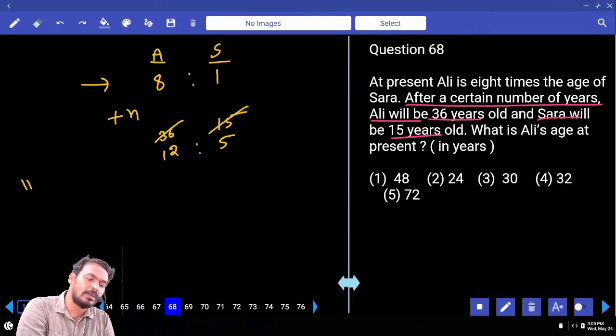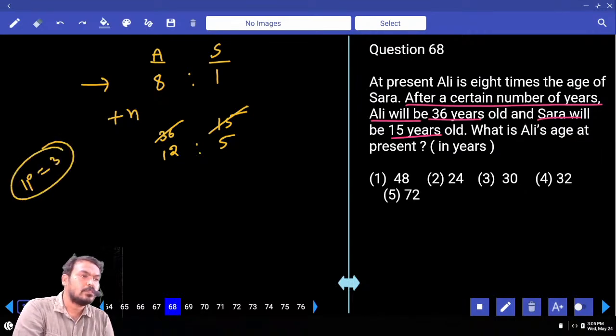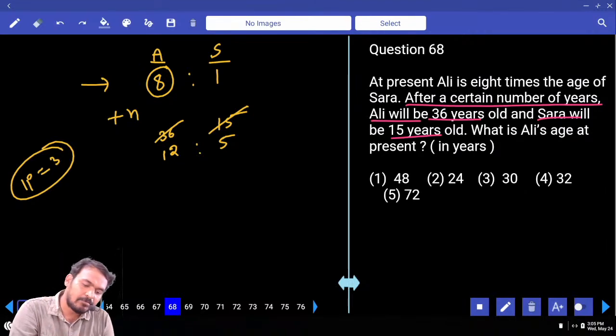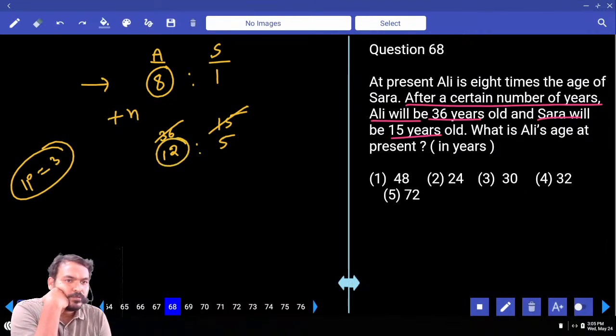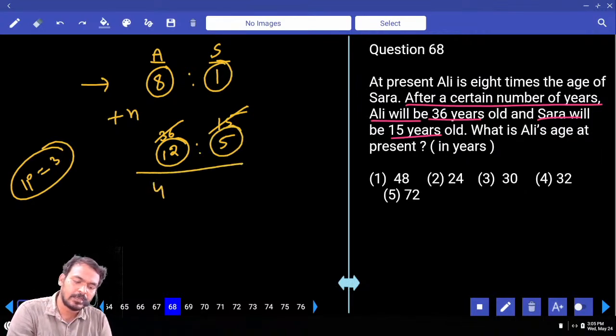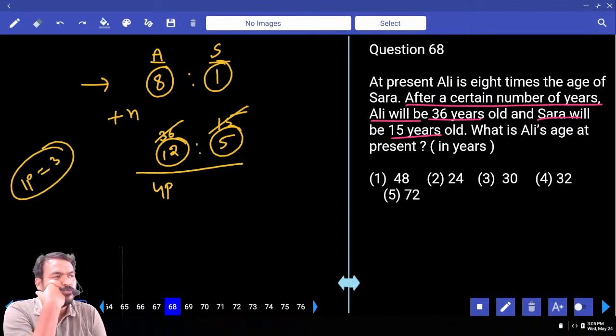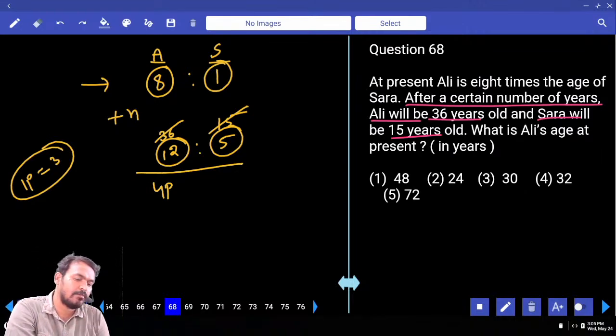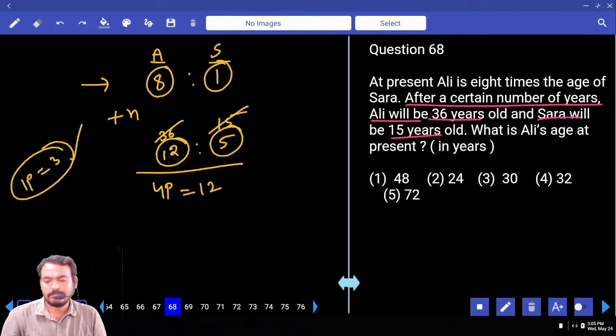Means every one part equals how many years? 3 years. Every one part equals 3. At present Ali is how many parts? 8 parts. After some years Ali will be 12 parts. How many parts are increased? 4 parts. At present Sarah is 1 part. After some years 5 parts. Means each one, how many parts are increased? 4 parts. From present to future, each one has increased by 4 parts. Every one part is 3 years. 4 parts are 12 years.